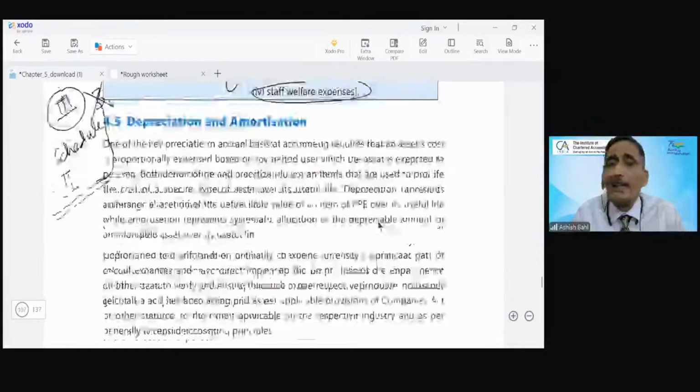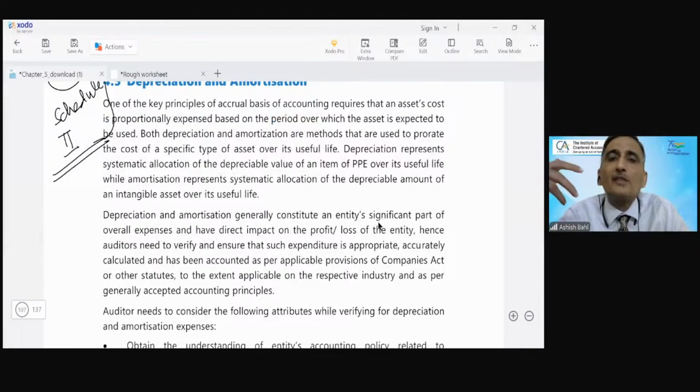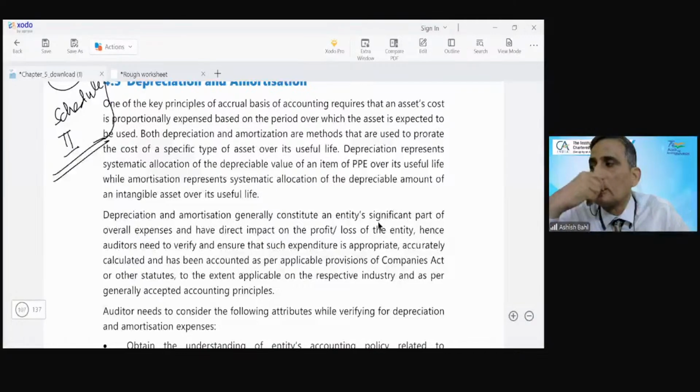So again, tell me generally, students, what would you verify? Which procedures would you perform? Which attributes, which features would you check while verifying depreciation and amortization? General points. Yes, quickly. Very simple. You have read AS 10. You have read the accounting standard on intangible assets. Just tell me in general terms which attributes, which features would you verify while verifying depreciation and amortization appearing in the financial statements of a company?